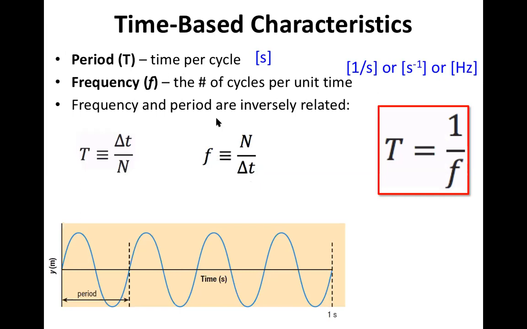What would be the period? Well, if it's 4 waves that take 1 second, the period would be, how long does it take for one of those? It would be a quarter of that, so it would be 0.25 seconds.